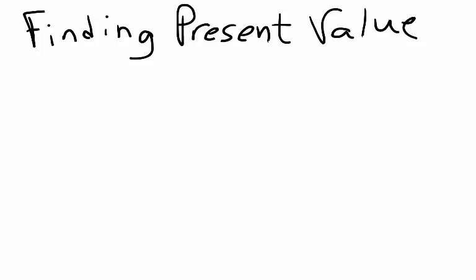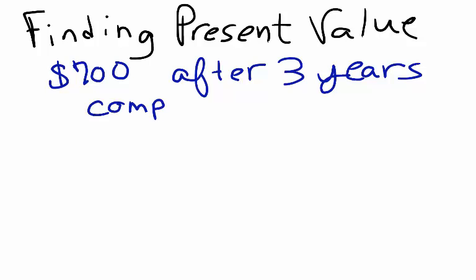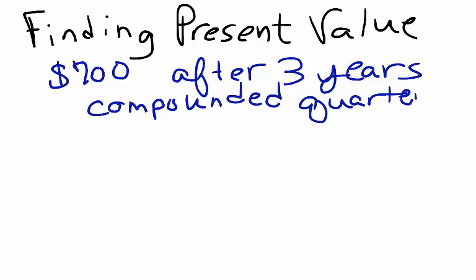Let's suppose we want to know the initial investment amount needed if we are to get $700 after 3 years when we've invested our principal amount compounded quarterly. When we say compounded quarterly, we mean 4 times per year.